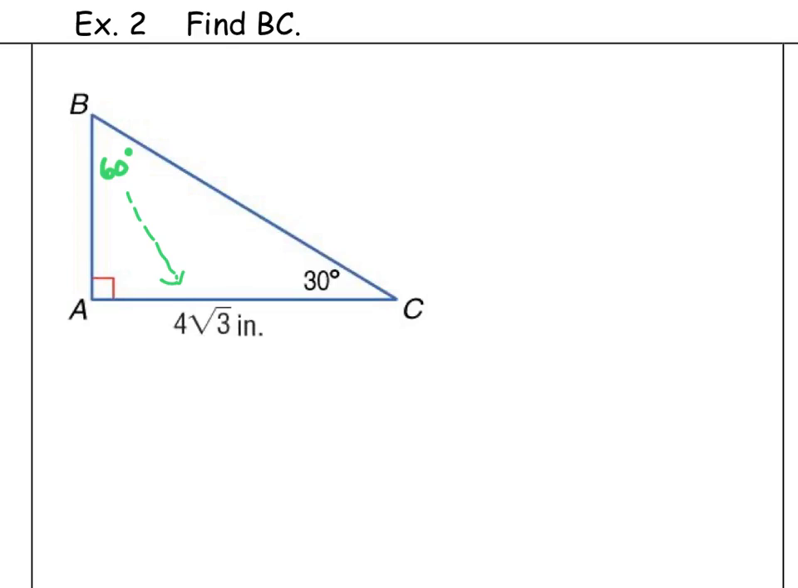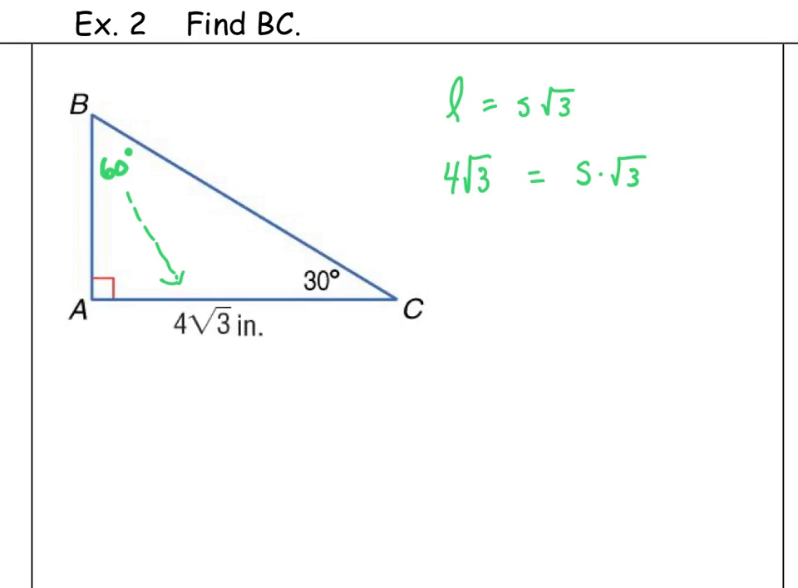So in this situation, the long leg is equal to the short leg times the square root of 3. But I was given the long leg. So 4 square roots of 3 is the long leg. That is equal to the short leg times the square root of 3.